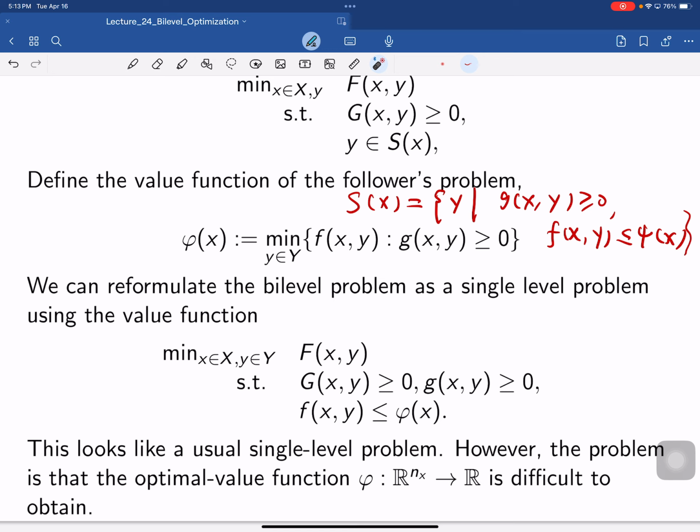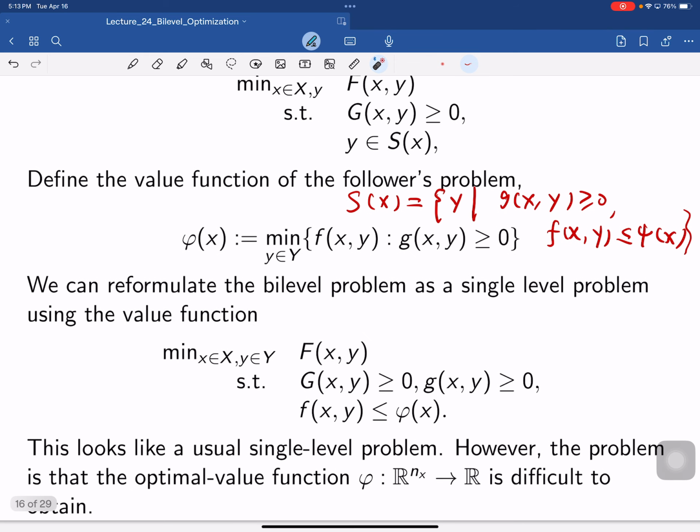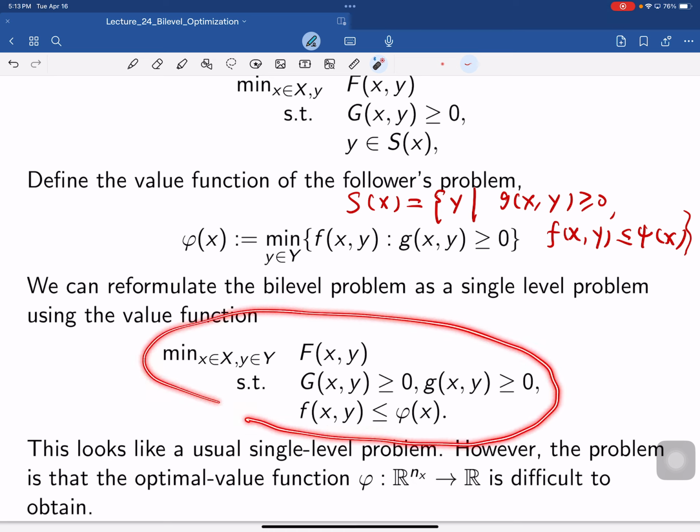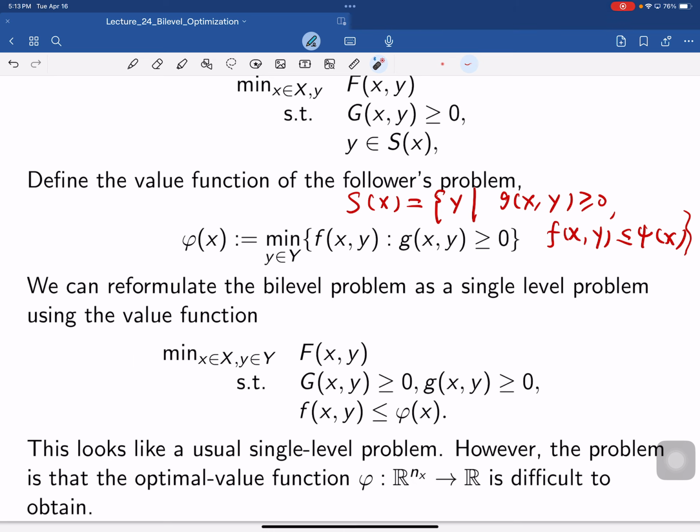This is a very subtle point. With that, we can replace the bilevel optimization problem with a single level optimization problem. There is no embedded optimization problem here. You just minimize over x and y altogether.